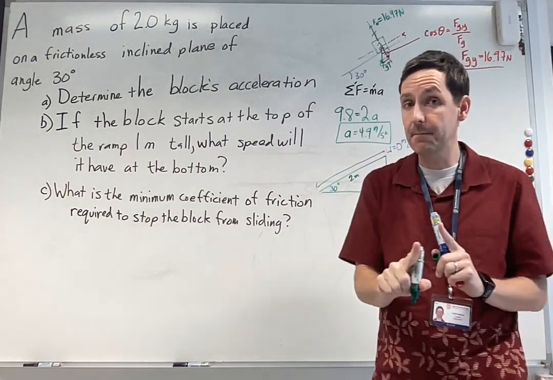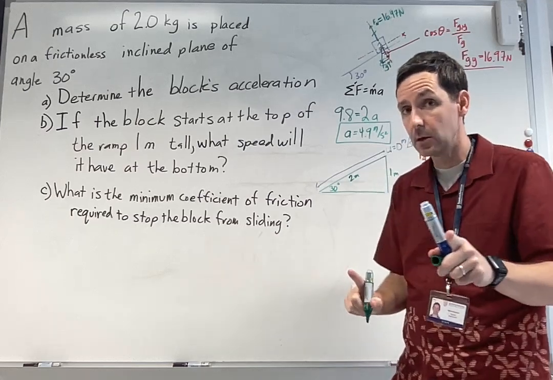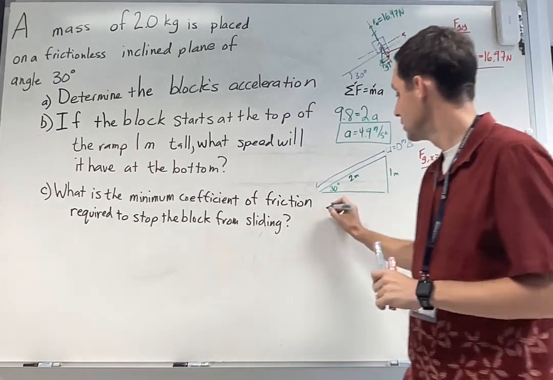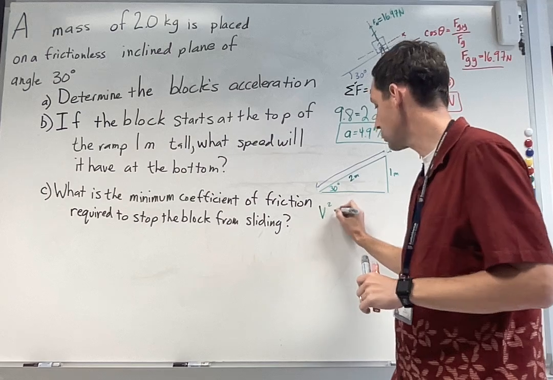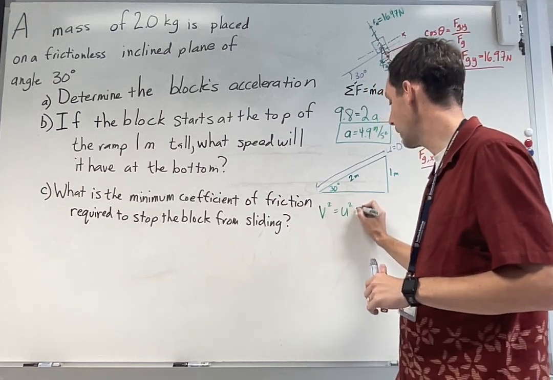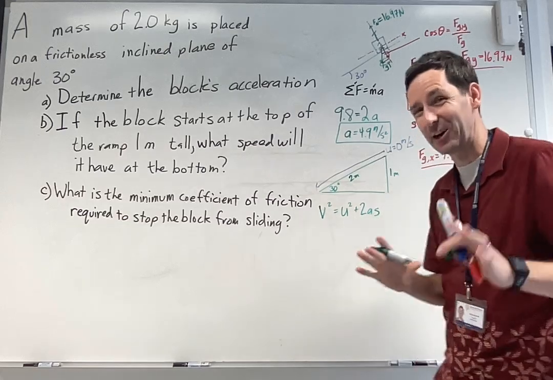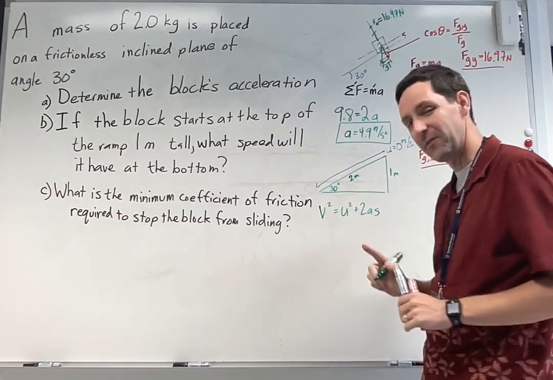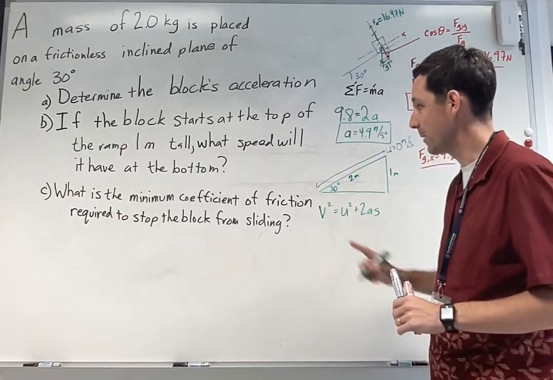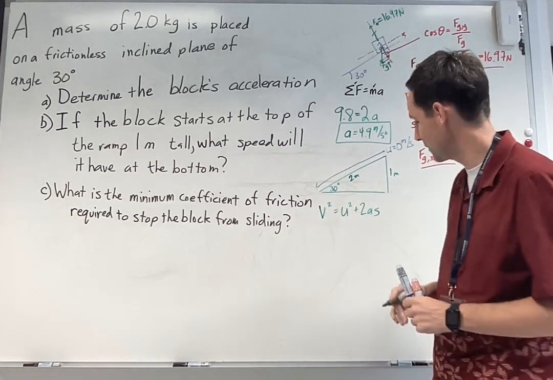We don't have time. We don't need time, right? So we're going to leave time out of it. We're going to use the equation v squared equals u squared plus 2as. And that should then allow us to solve for the final velocity at the bottom of the ramp, which is what speed it has at the bottom of the ramp.